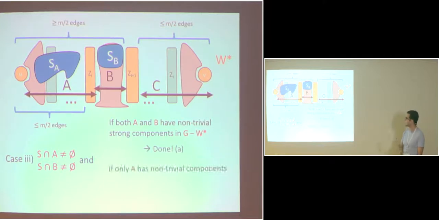And if only one of them has non-trivial components, let's say A, then B doesn't have any non-trivial components. And the one that doesn't have any non-trivial components, you can delete for free. Which means that after I remove W star, I can remove S_B for free. So in particular, S minus S_B is a feedback vertex set of G minus W, and S minus S_B is a set of size at most k minus 1. And all of the other cases where you have two parts floating around in A, B, or C are exactly the same as this case.